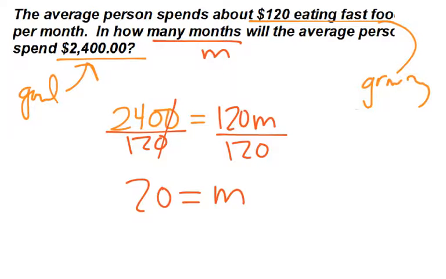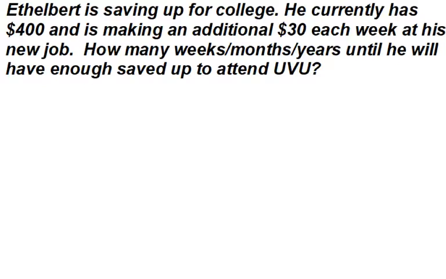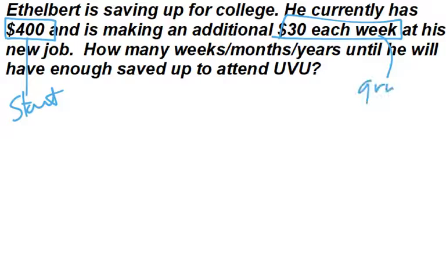Okay? All right. Okay, Ethelbert is saving up for college. He currently has $400 and is making an additional $30 each week at his new job. How many weeks, months, or years until he will have enough saved up to attend UVU? Okay, well, we know he's starting with 400. Okay, and every week he's going to earn 30 more. So that's how it's growing.